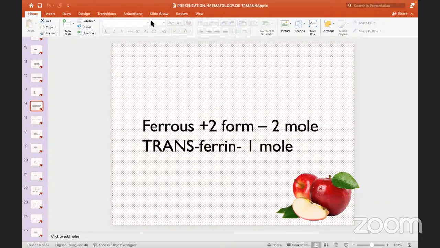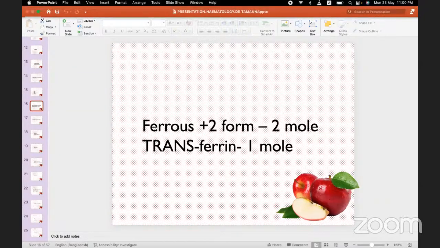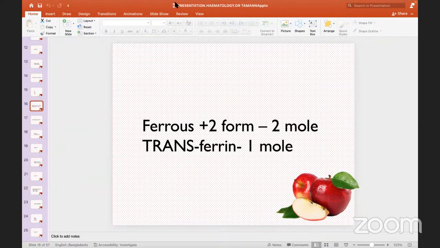Which form of the iron is absorbed? We all know. Ferrous form. Ferrous form is absorbed in the duodenum, not ferric form. Even if you eat ferric form, it will not be absorbed. It will only be absorbed after being reduced to the ferrous form in the intestine. This question came in exam. Whatever I am discussing today, everything is recall. Okay, ferrous form is the absorption form.